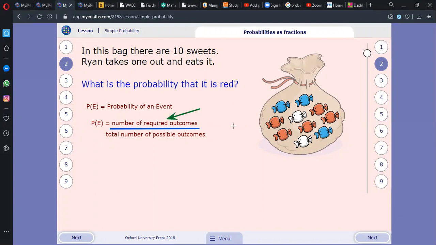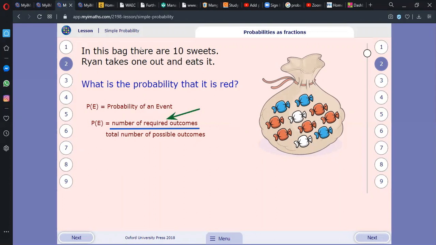In other words, we can call required outcomes successful outcomes. That's another word for it. The success that we want from this question is that Ryan takes a red sweet. Success is red. Required is red. Now, guys, the formula for the probability is not just required outcomes over possible outcomes. It is the number of required outcomes. So if my required outcome in this event is a red sweet, then the number of red sweets is the number of my required outcomes. So the question you have to ask yourself is, how many red sweets do you have in this bag?